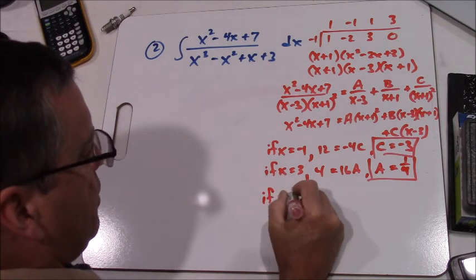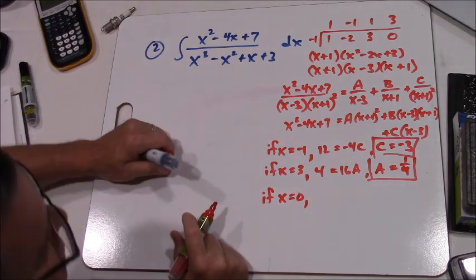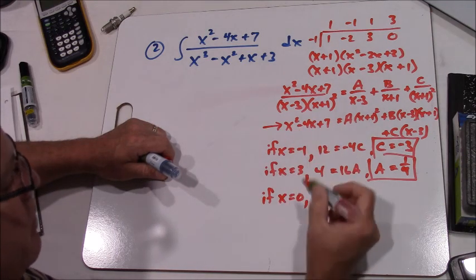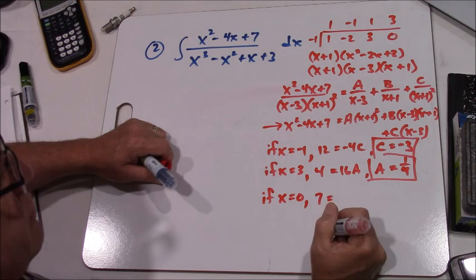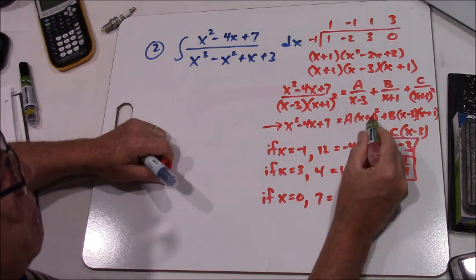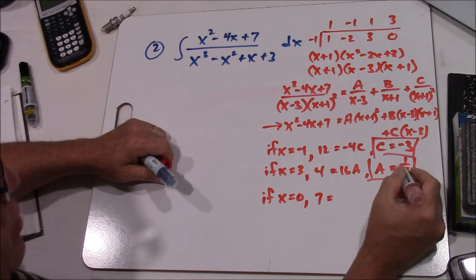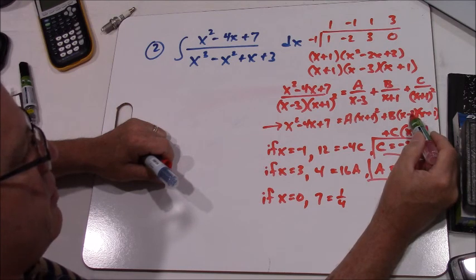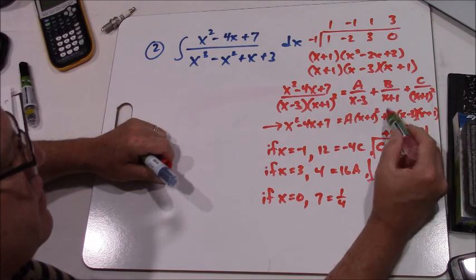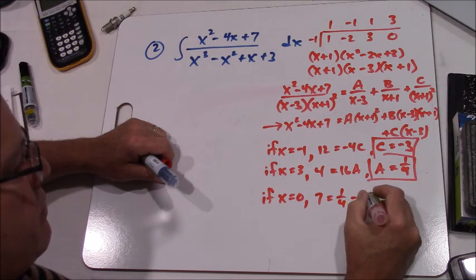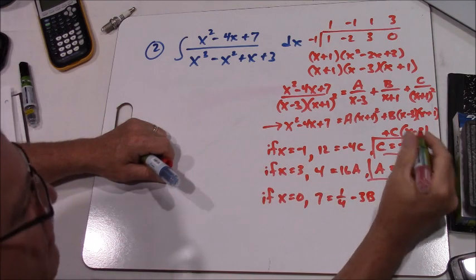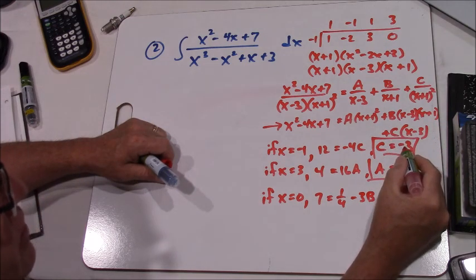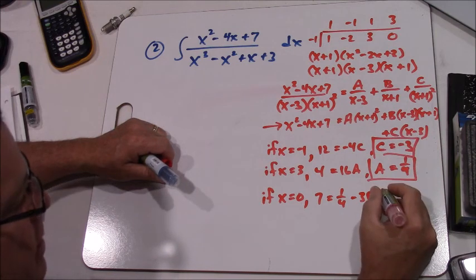And so now to get B, I just need to pick some other number. So if x equals, I'm going to choose 0 because that's an easy number. I'm plugging everything in right here. So if I plug in a 0, I get 0, 0, and then 7 equals, this will be 1 squared, which is 1, times A, which is 1/4. For this right here, I get -3 times 1, that's -3 times B. And if I put in a 0 here, I get -3 times C. Since C is -3, that's -3 times -3, that's 9.